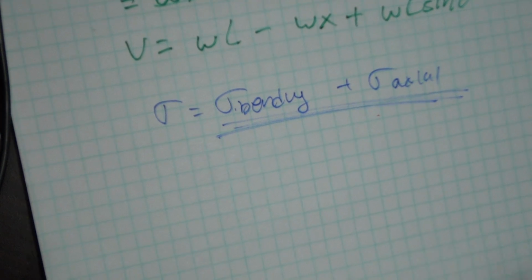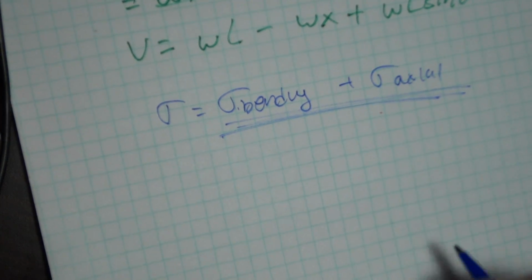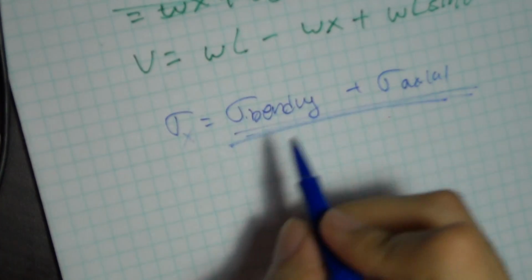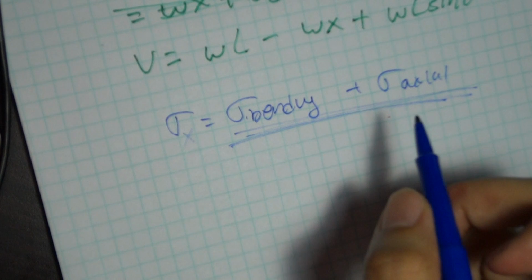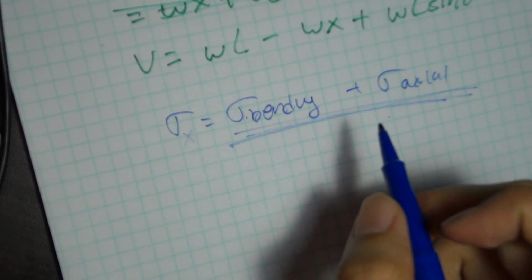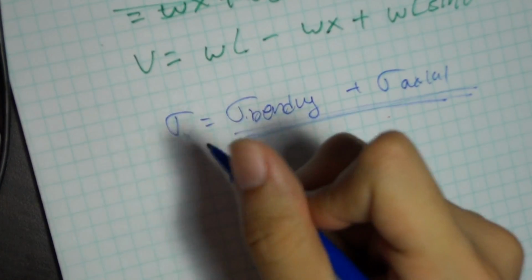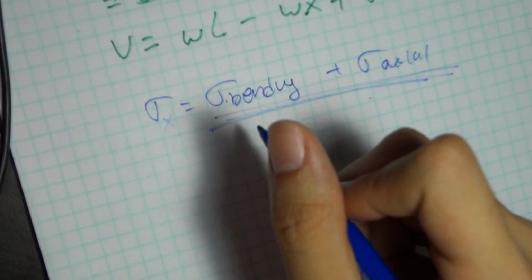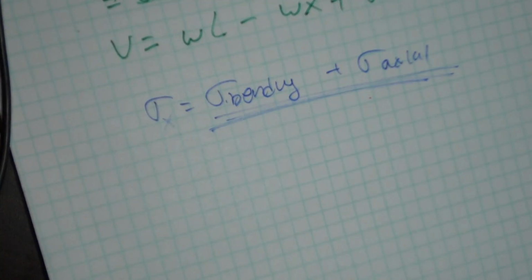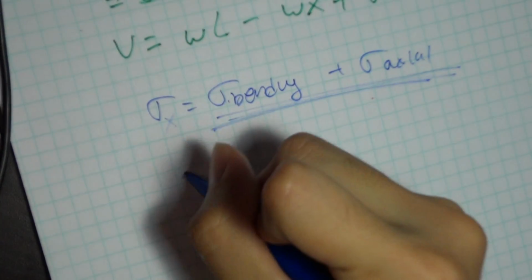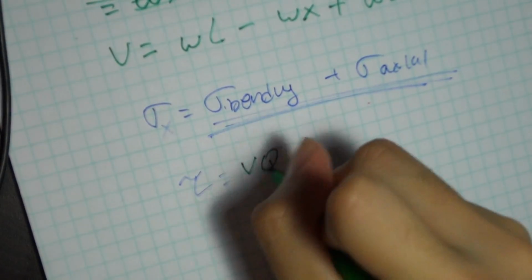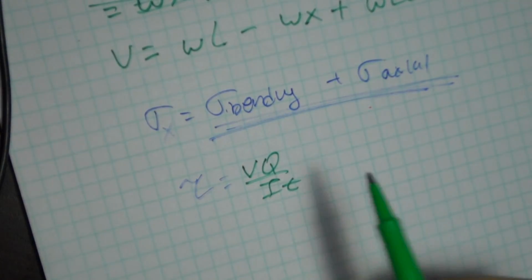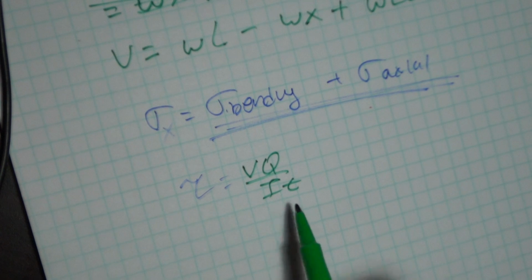When you're looking at your shear stress, this is going to be your sigma x. You don't have a sigma y in this case. You only have normal forces in one direction, and everything else is going to be shear. So for shear, you're going to use this equation: tau equals VQ over IT. This moment of inertia you're going to calculate from your centroid.